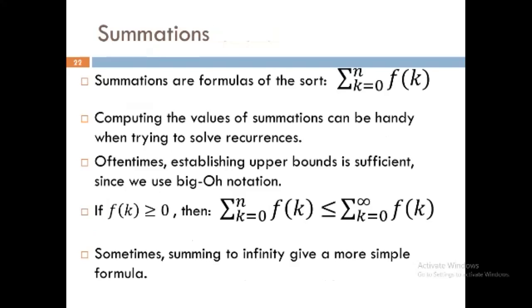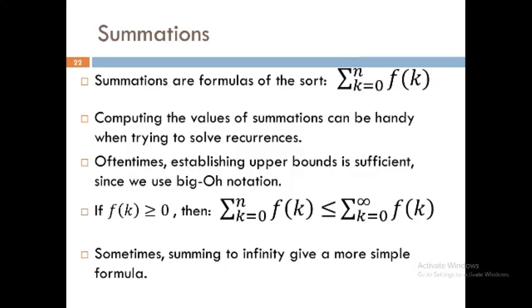Some summing factors are given, that is, the formula of the summation of k to n is equal to 0 into f of k. Computing these values of the summation can be handy when trying to solve recurrences. Oftentimes, establishing the upper bound is sufficient, since we use this O notation.